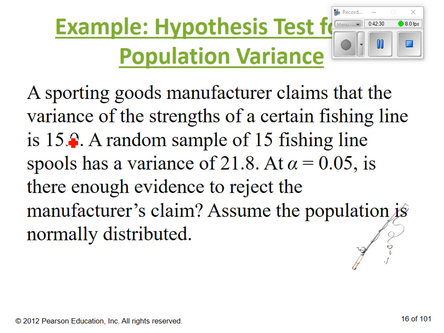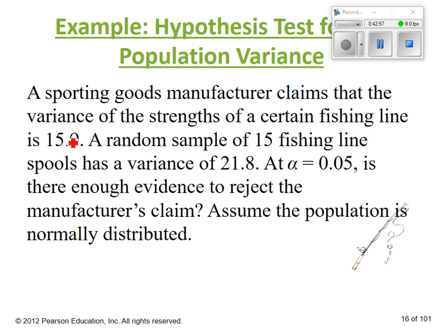Last one. A sporting goods manufacturer claims that the variance of the strengths of certain fishing line is 15.9. A random sample of 15 fishing line spools has a variance of 21.8. At a 5% level of significance, is there enough evidence to reject the manufacturer's claim? Assume the population is normally distributed.